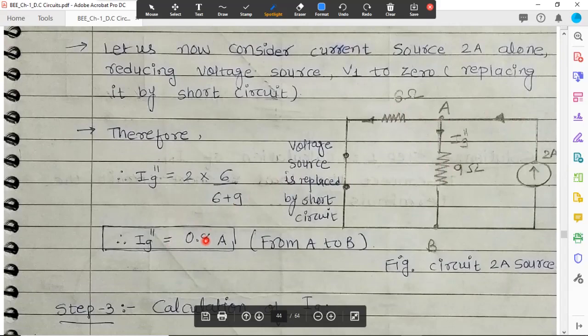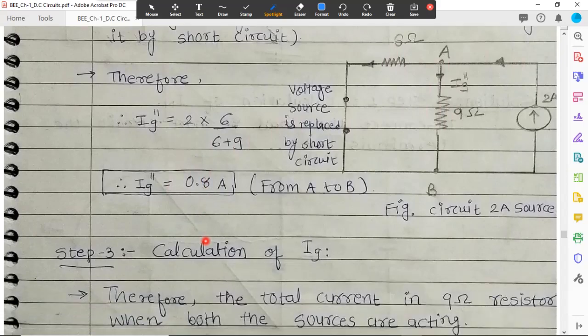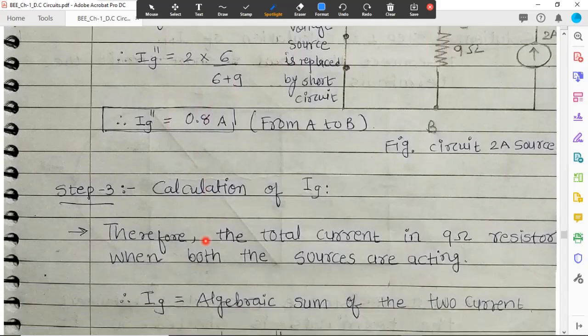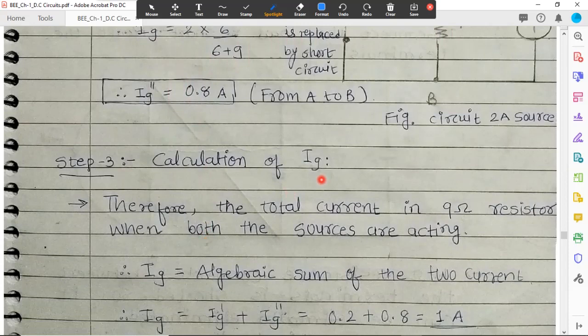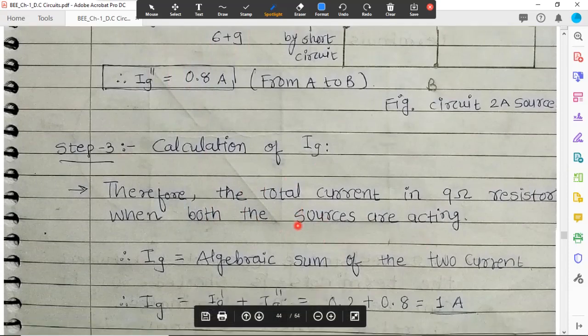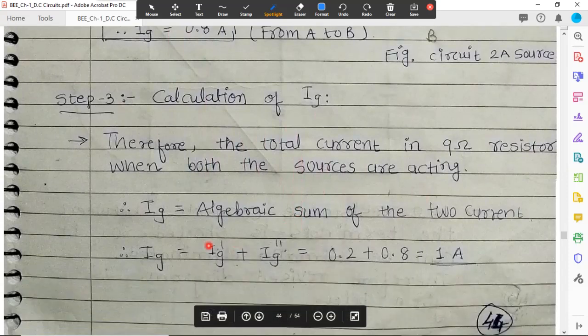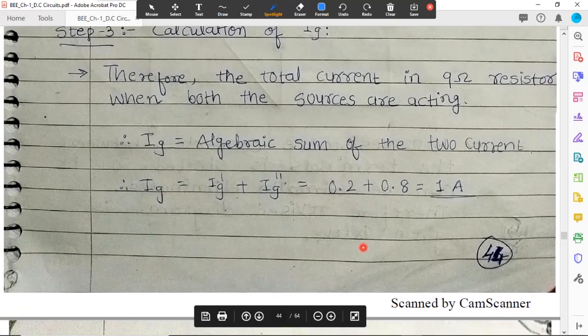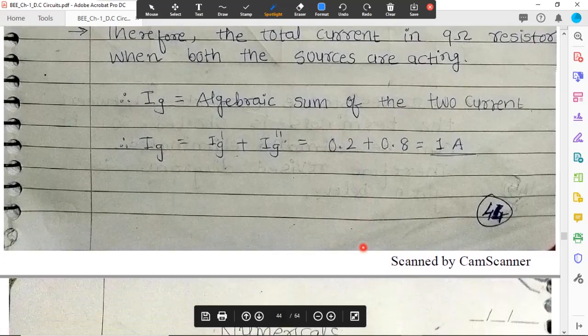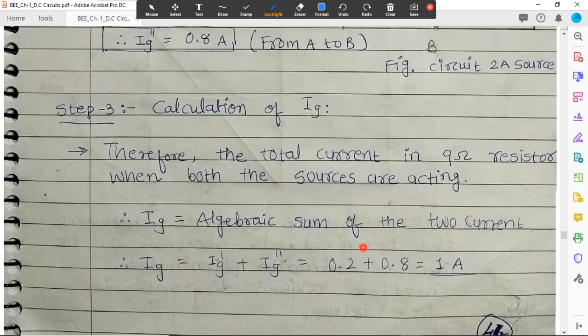So now, according to superposition theorem, the total current flowing through the 9 ohm resistance is nothing but the algebraic sum of the two currents here. So I9 finally equals I9 dash plus I9 double dash equals 0.2 plus 0.8 equals 1 ampere. This is the explanation of superposition theorem.